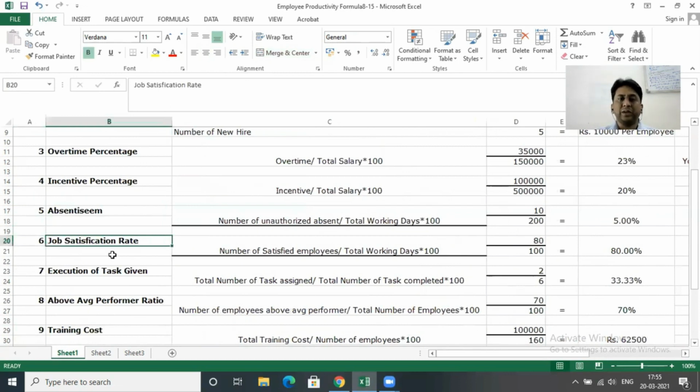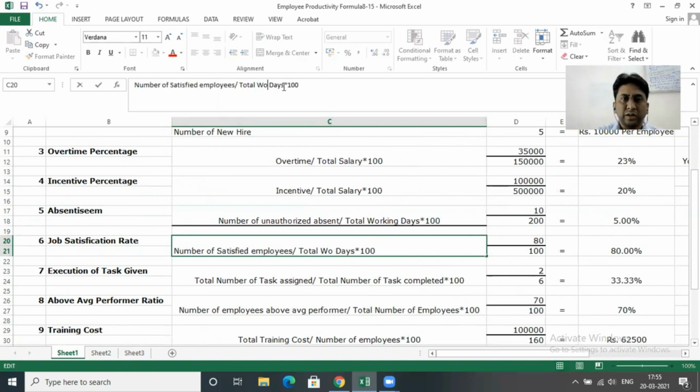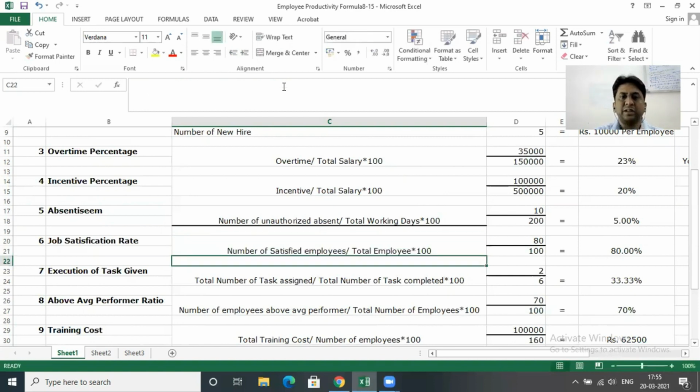Then if you want to calculate job satisfaction ratio, you have to do a survey in your company wherein you ask questions related to the job, and then figure out the number of satisfied employees upon total number of employees into 100. That will give you your job satisfaction rate. You'll get a percentage out of the total employees of how many are satisfied employees.